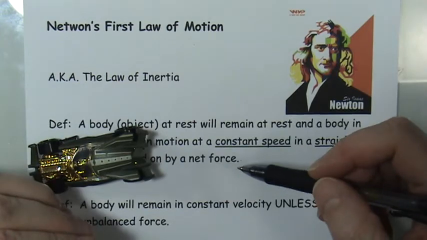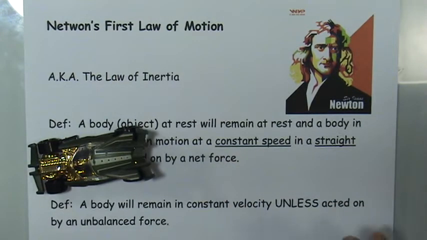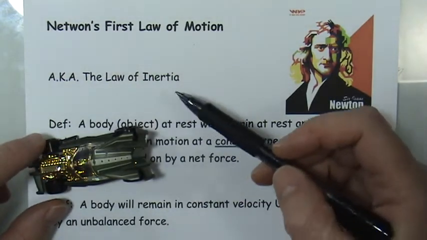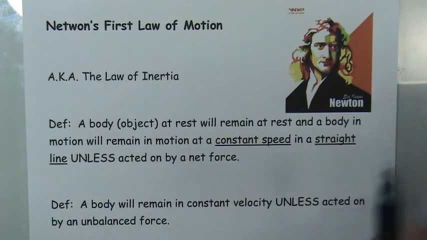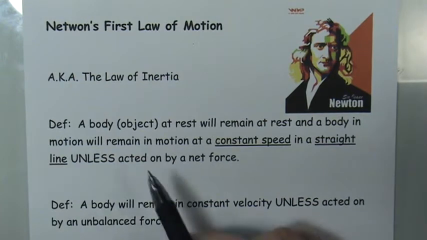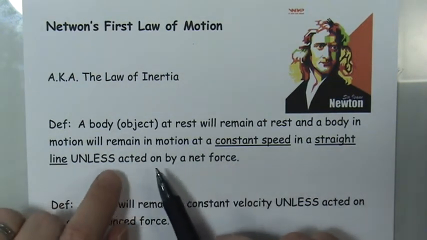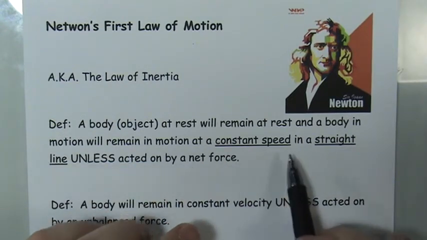So we're going to go through how Newton phrased the first law, and then I'll give you a cleaner, more concise version of the first law. And we'll explain what the term inertia means. The first law is usually referred to as the law of inertia. What Newton said about objects was that if an object was at rest, then it will remain at rest. And if the object was in motion, it will remain in motion at a constant speed in a straight line.